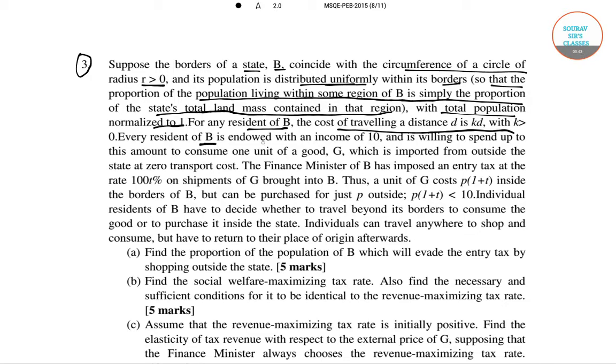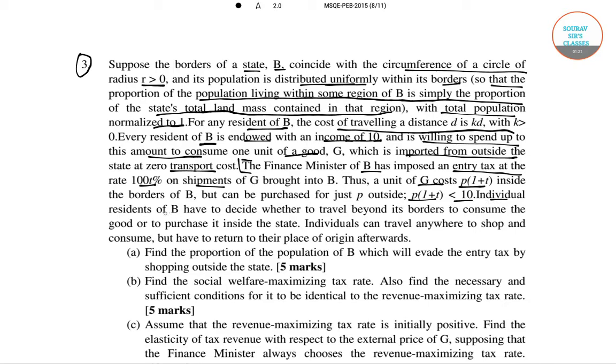Now every resident of B is endowed with an income of 10 and is willing to spend up to this amount to consume 1 unit of good G, which is imported from outside the state at zero transport cost. The finance minister of B has imposed an entry tax at the rate of 100% on shipments of G brought into B. Thus a unit of G costs P1 plus T inside the border of B but can be purchased for just P outside. So here P1 plus T is less than 10.